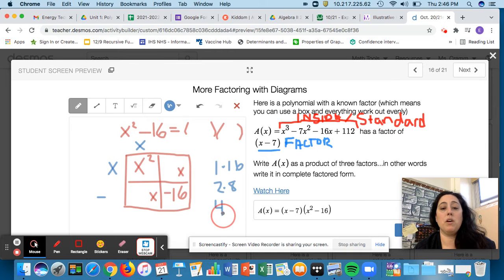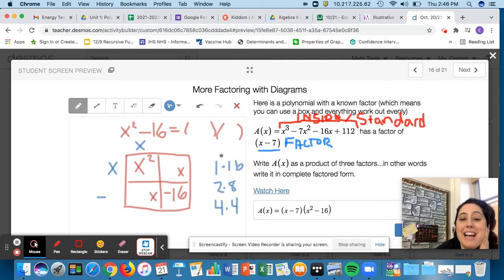Or it could be 4 times 4. Okay, and of course, one of them would have to be negative, right? So would any of these add or subtract to 0? Remember, I don't see any x terms. I want it to have 0 x's, okay? So hopefully you're keying in on this, right?